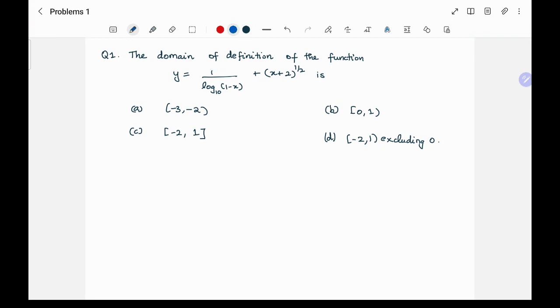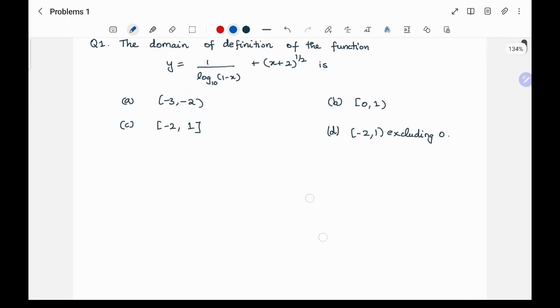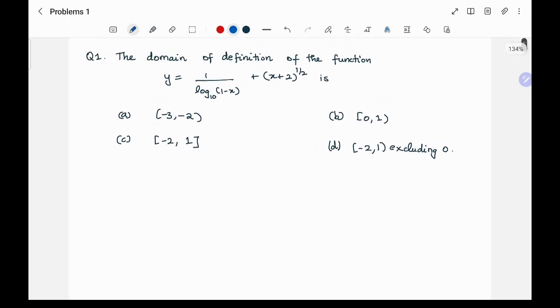First question. The domain of definition of the function y is equal to 1 by log of 1 minus x to base 10 plus (x plus 2) whole power 1 by 2 is. So domain we already know, right? What is the definition of a domain of the function? It is the inputs. So what are the possible inputs we need to find?